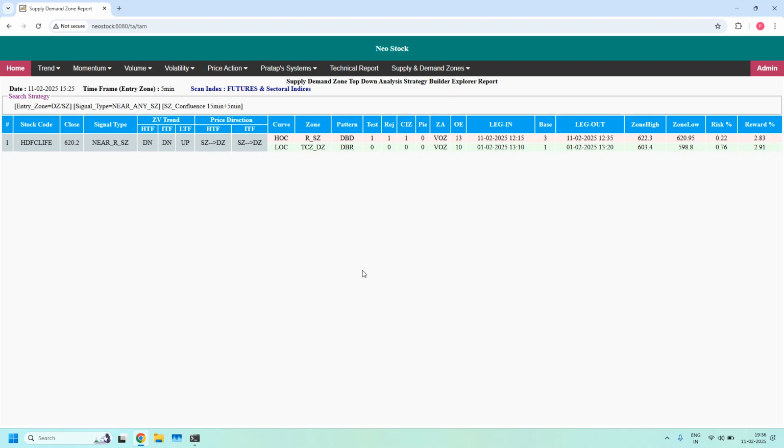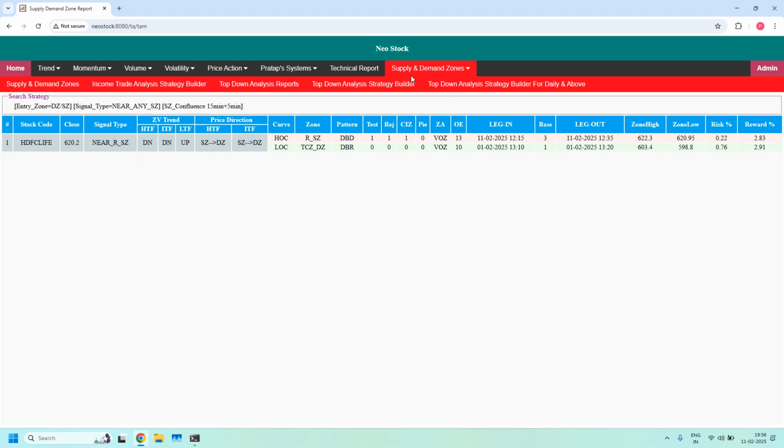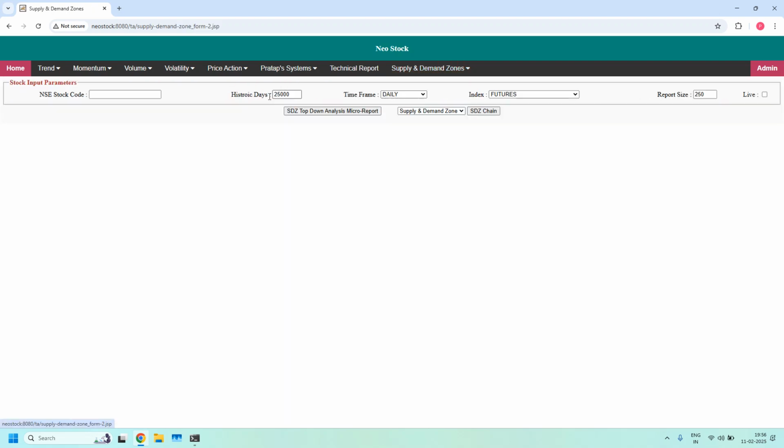So this is about stocks near demand and supply zones for different time frames. Now in the next report, we will generate NIFTY and BANKNIFTY supply demand zone chain. So Nifty 50, I am generating monthly supply demand zone chain for NIFTY.